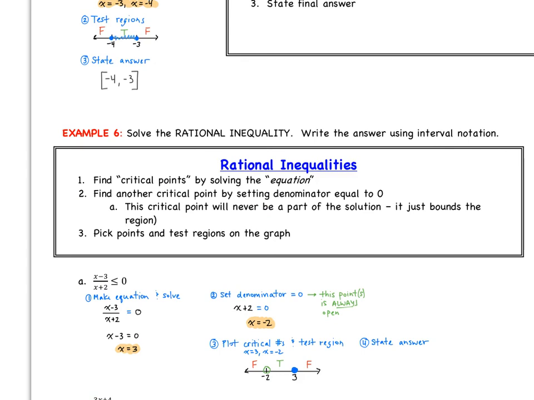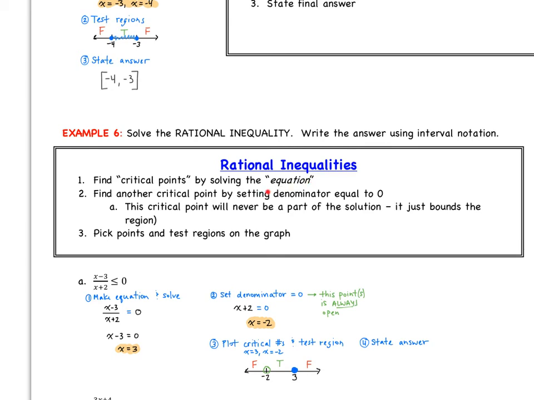This last type of inequality is one that you have not seen before. You've solved rational equations. We did that in the other video, but you never solved rational inequalities. So there's just one extra step with these. Looking at our steps, we find the critical points by solving the equation. So step 1, we make it an equation.